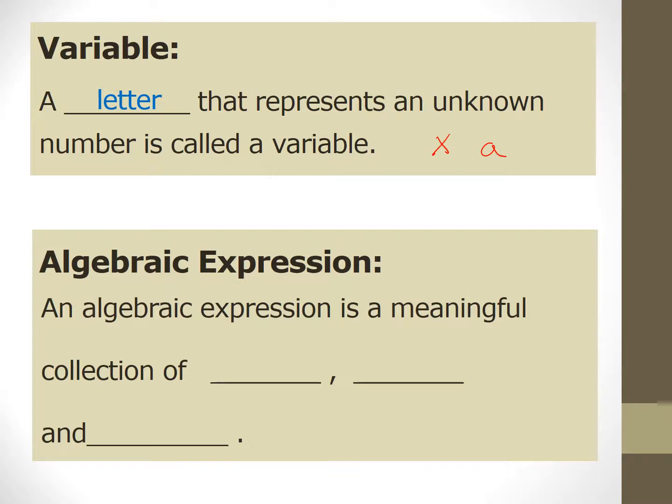But anytime we use a letter that's really a placeholder, holding the place of some value or number, we call that a variable. An algebraic expression is a meaningful collection of numbers, so we still use 5s and 7s and 1/2, of variables, letters, X, A, T, and operations. Operations, add, subtract, multiply, divide, parentheses, exponents. So expression is just a combination, a meaningful combination of those things.